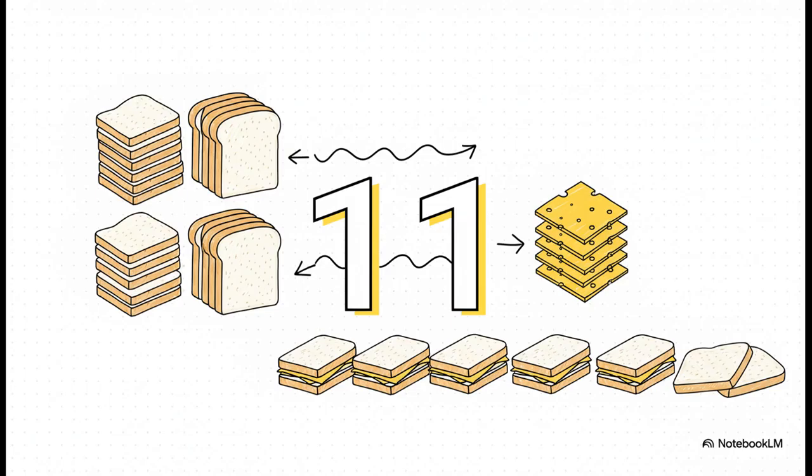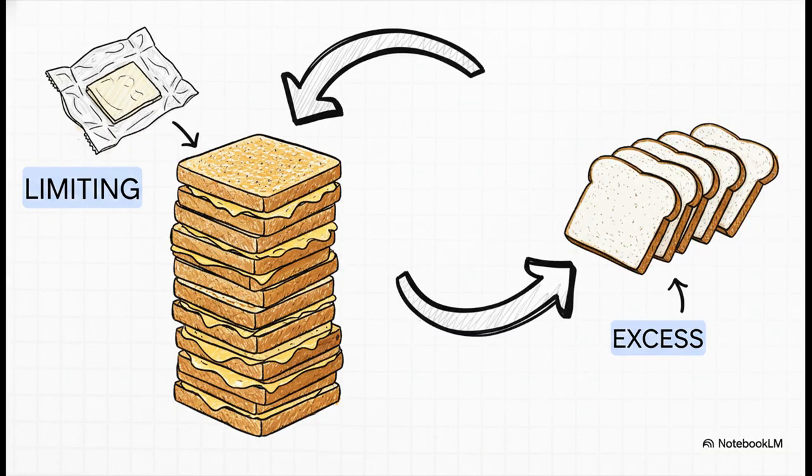You can only make 11 sandwiches. And why is that? It's simple, because you only have 11 slices of cheese. Even though you technically have enough bread to make 14 sandwiches, the cheese runs out and the whole production line just stops. So this is the key idea. The cheese is our limiting ingredient. It's the thing that ran out first, and it limited the total number of sandwiches we could make. The bread, on the other hand, is the excess ingredient. We've got 6 extra slices just sitting there with no cheese to call their own.